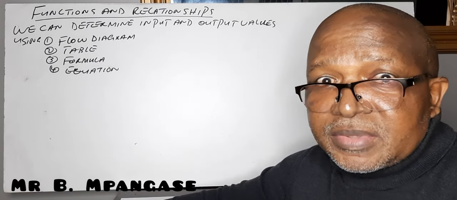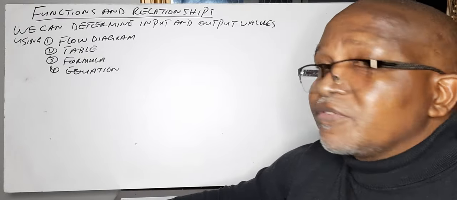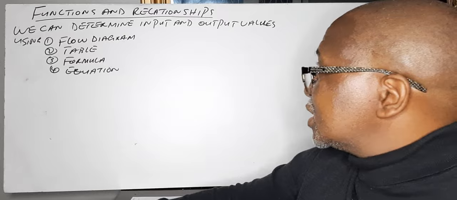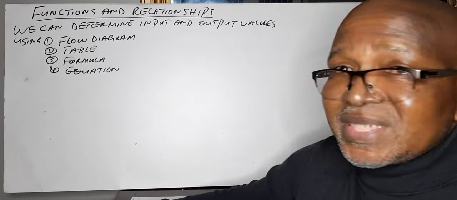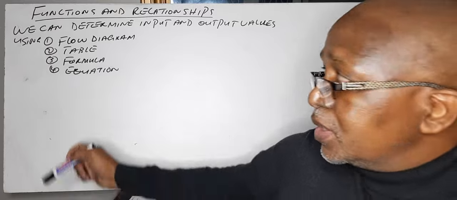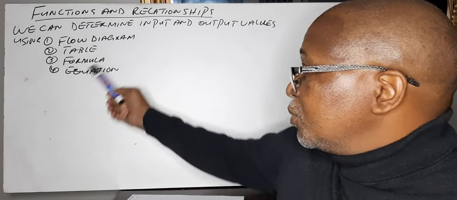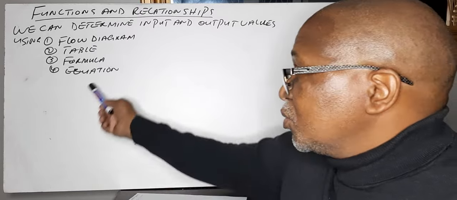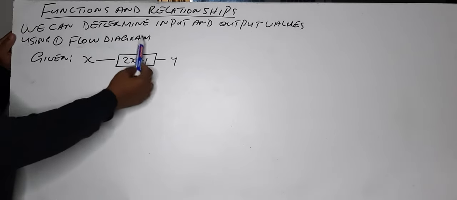Hi, grade 9. Our first topic in this term is functions and relationships. We can determine the input and output value using four things. Number one is the flow diagram, the table, the formula. The fourth one will be the equation. Let us deal with our flow diagram.